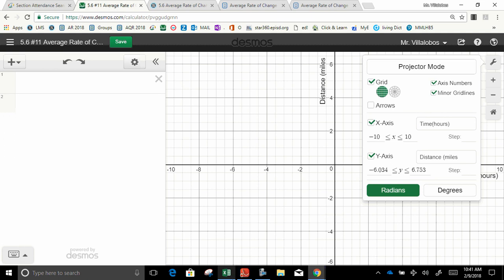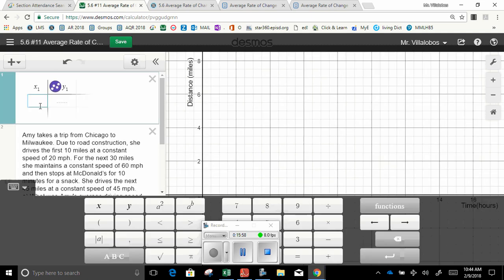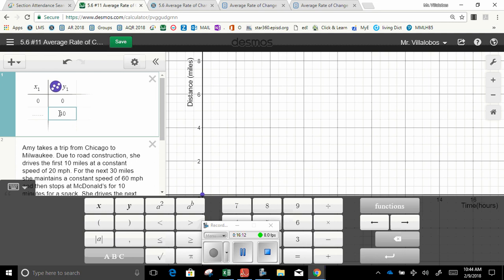Let's pause it. Take a moment to read this, and you'll see that we can start this trip at 0 minutes, 0 miles. Then it says 10 miles at 20 miles per hour. So how far did she go? 10 miles. But she did that at 20 miles per hour. So the next one, she goes 30.